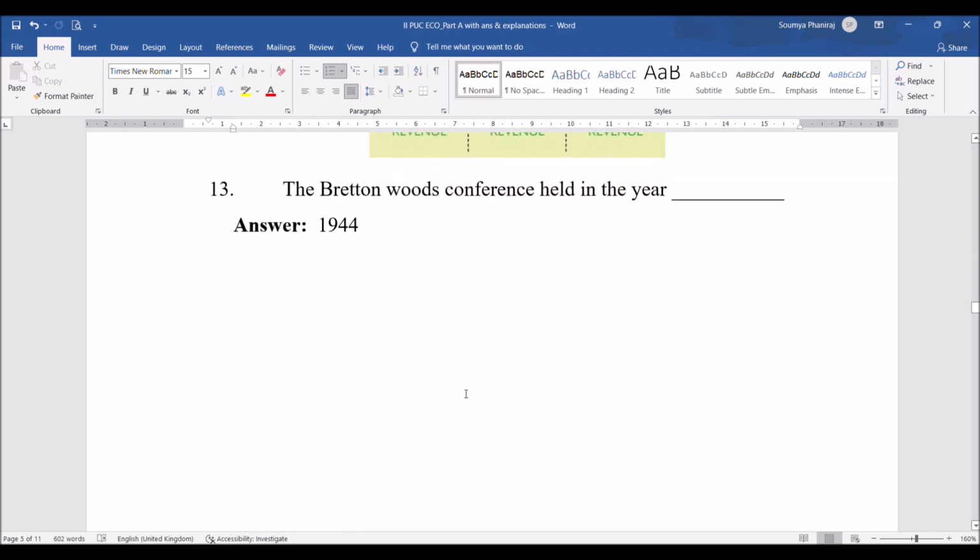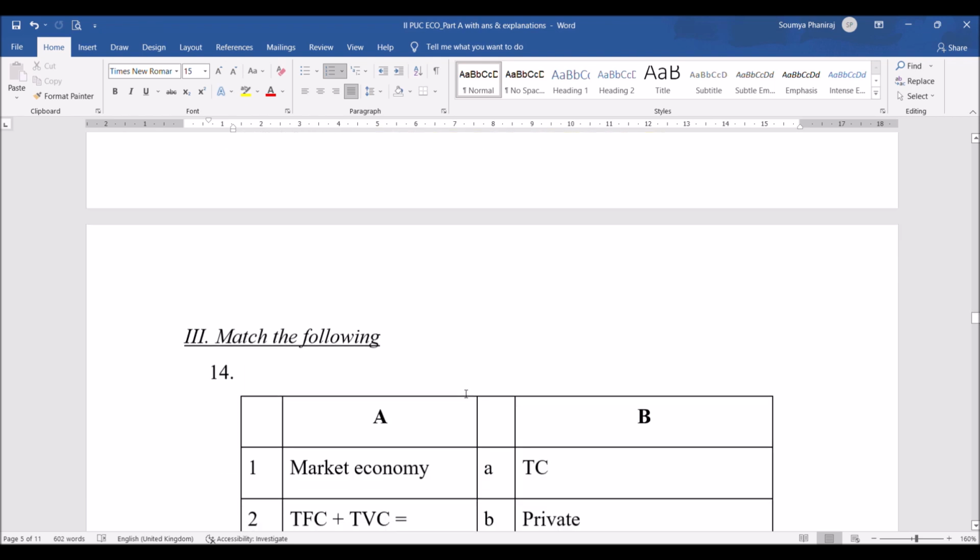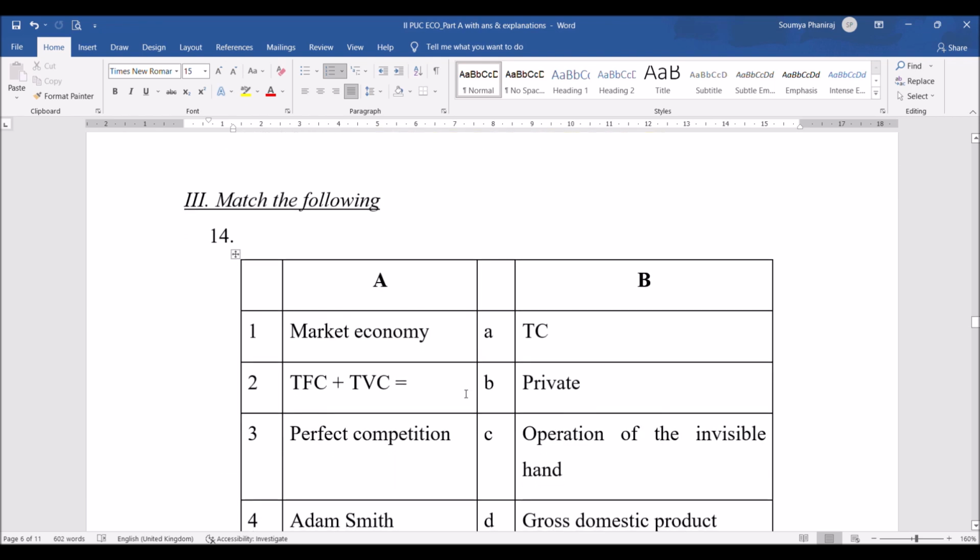13th question, very straight question. The Bretton Woods Conference was held in the year dash. It is 1944. So that completes fill in the blanks. The third section of Part A is match the following.